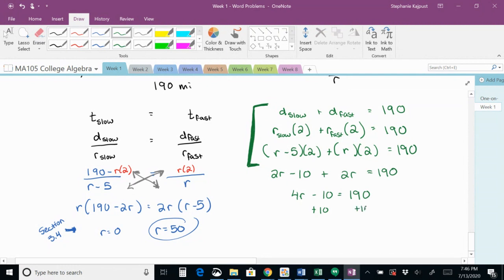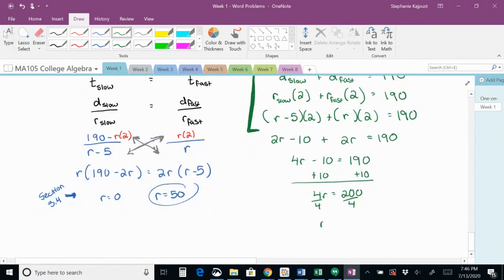So I will add 10 to both sides. We get 4R equals 200, which then you divide by 4, and you get R equals 50. So 50 miles per hour is for the fast car. So we do get the same answer. So I just think, if you remember in 3 weeks and you're doing section 3.3, revisit this problem and see if you can do it the other way and get the same answer.